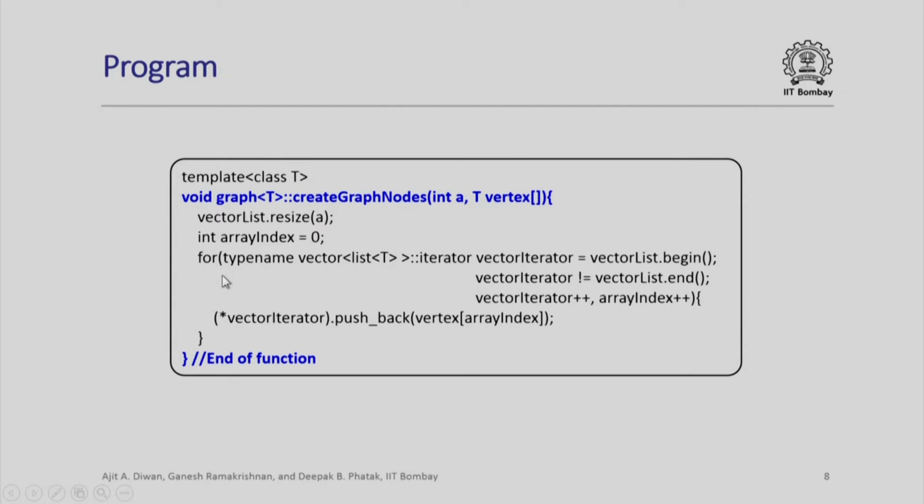See the for loop. It is exactly like a for loop, except that we are going to use the vector iterator instead of an index variable I or j that we use in a for loop. So, the starting point of that vector iterator is vector list dot begin. The condition for continuation of the for loop is not equal to vector list dot end. So, from begin till end, we keep adding 1 to the vector iterator and we keep incrementing array index by 1.